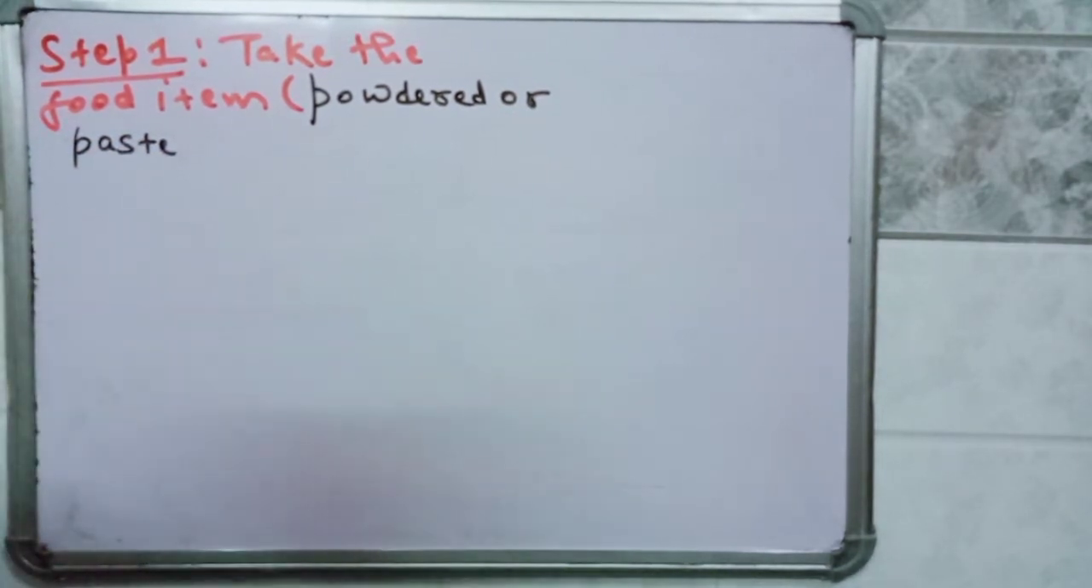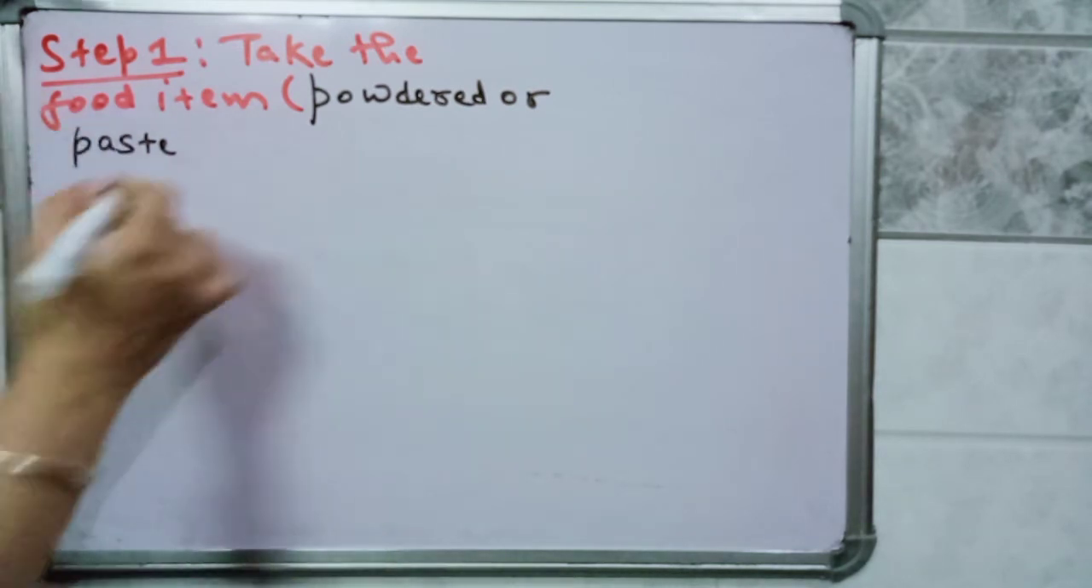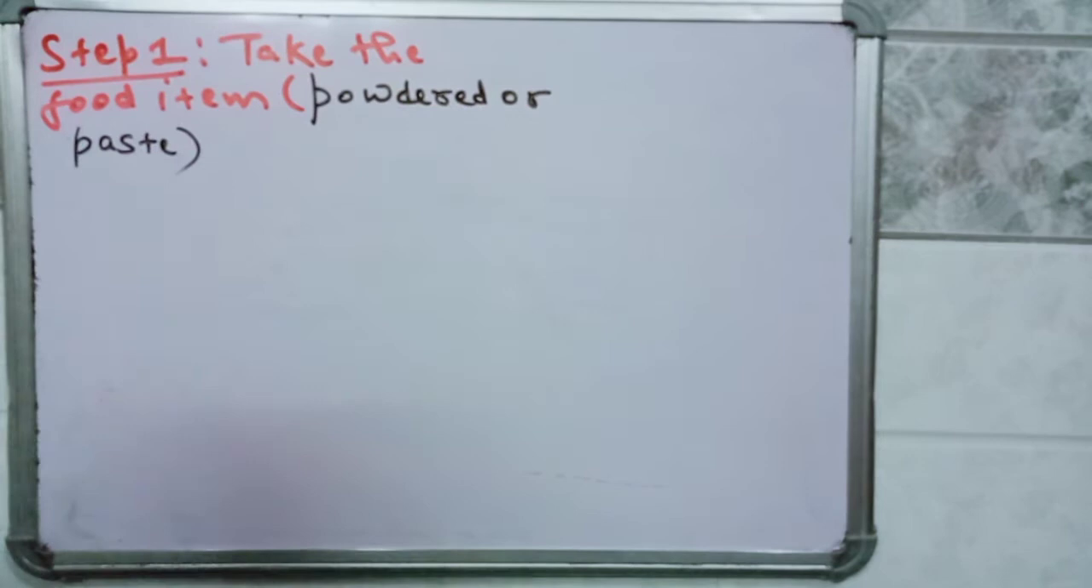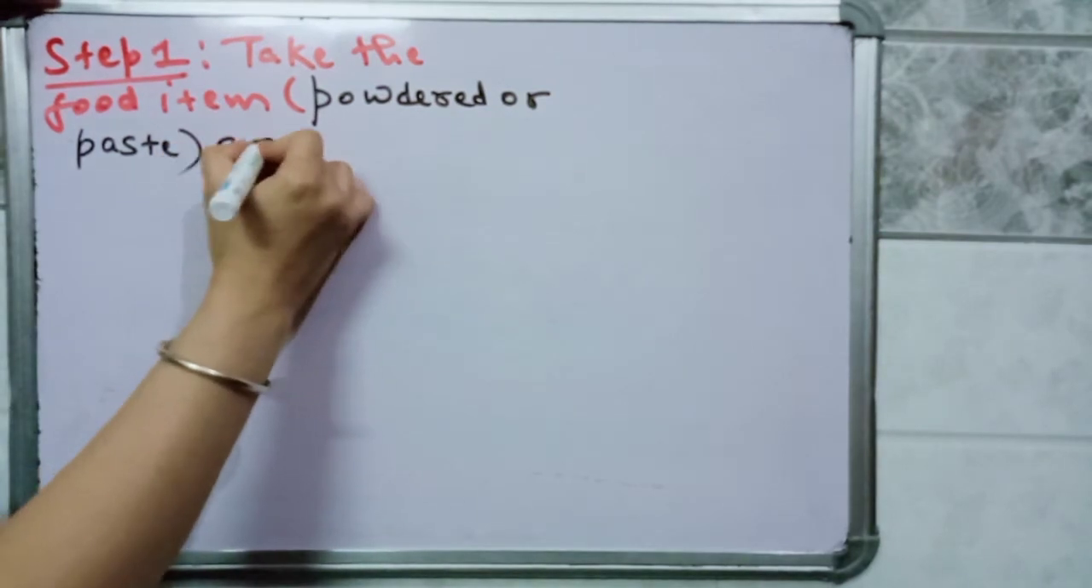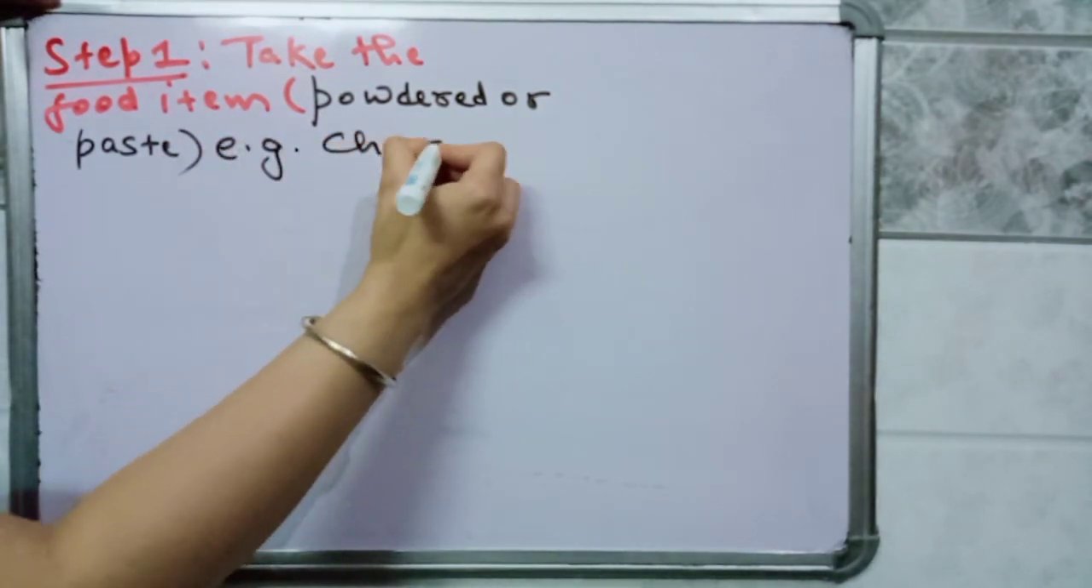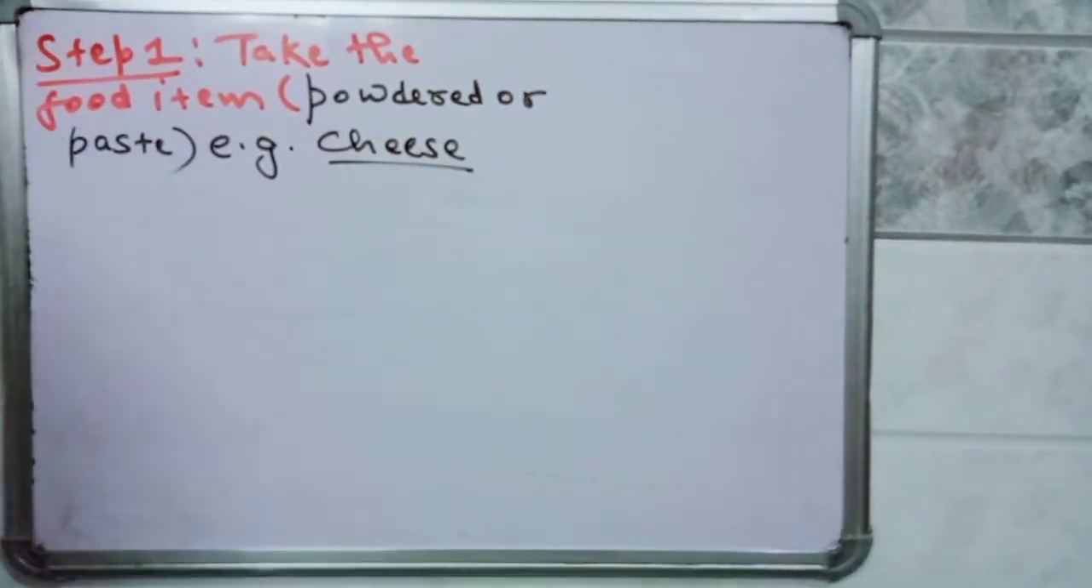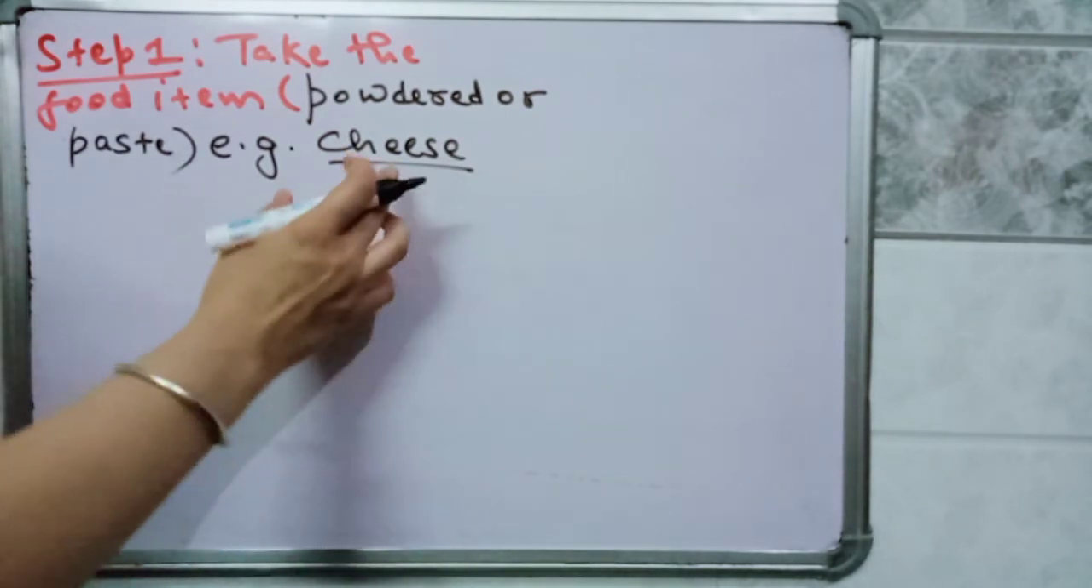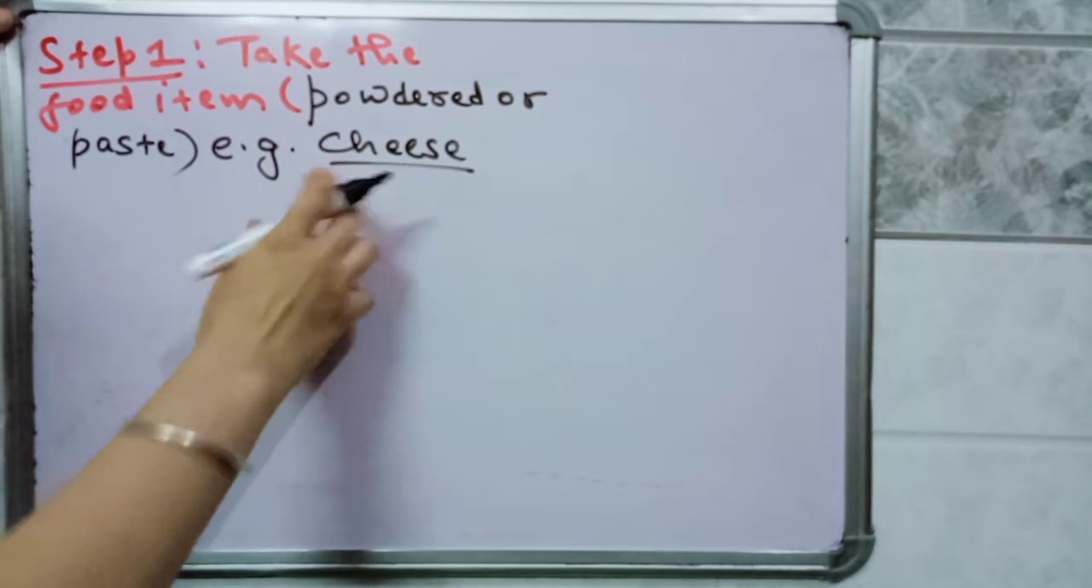Okay, take the food item. This food item should be in powdered form, or make a paste of it. Suppose you have taken cheese, which is also known as paneer. Suppose you want to test the presence of protein in cheese. So crush it properly, mash it properly.